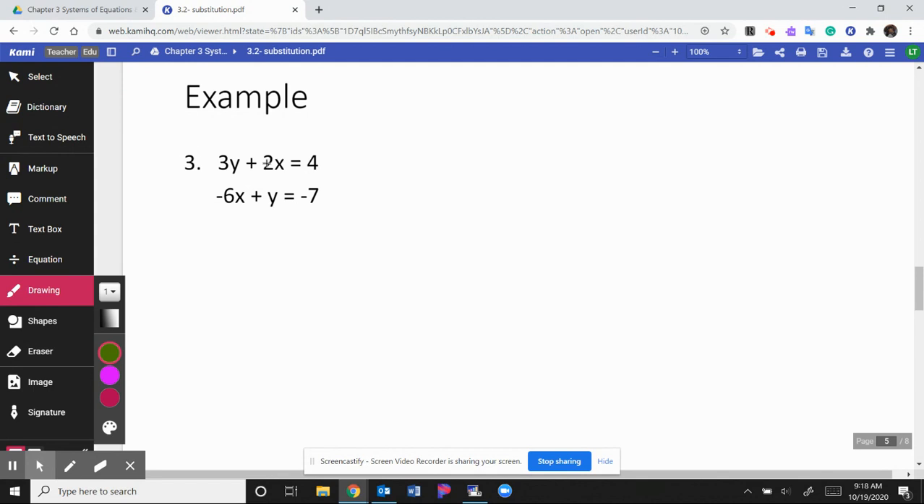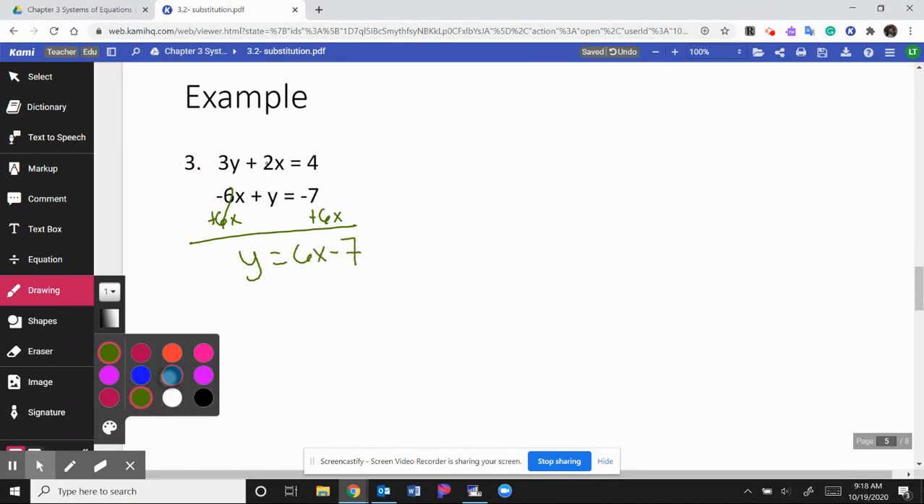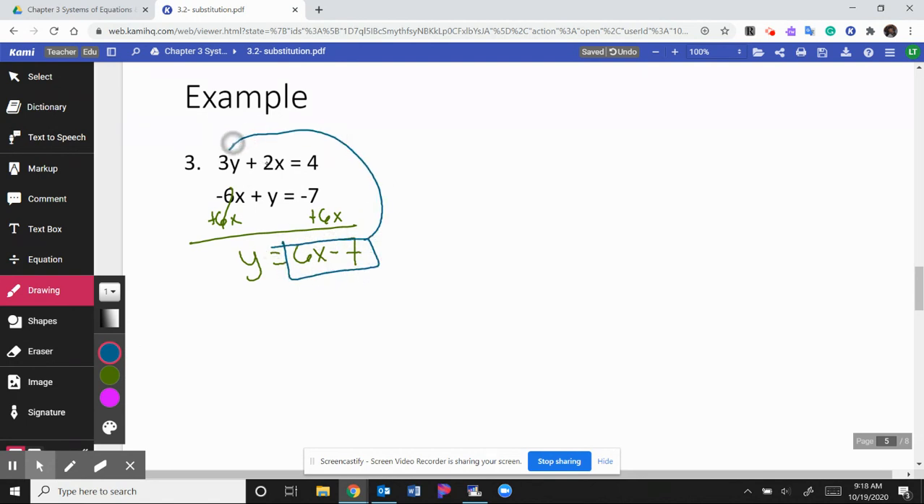Notice how there's nothing being multiplied by the y. So this would be very easy to actually get by itself. So I can add my 6x. So now I have y equaling 6x minus 7. Okay, so now I can go and take this y, and I need to substitute it into the other equation here. So I'm going to have 3 times 6x minus 7, and then continue with the equation, plus 2x equaling 4. Go and solve.